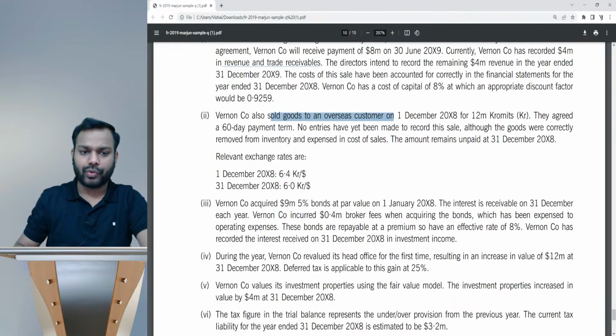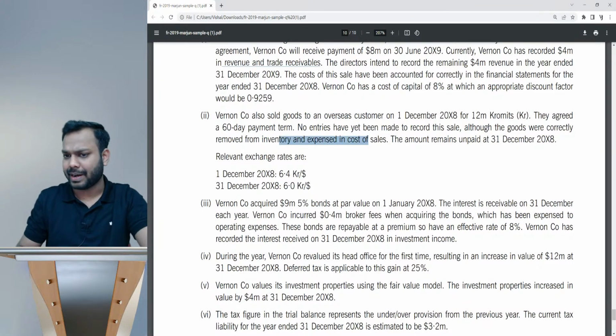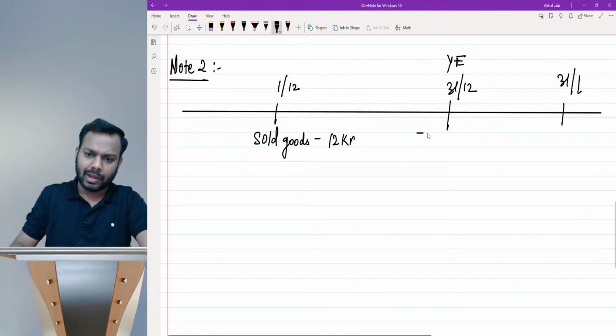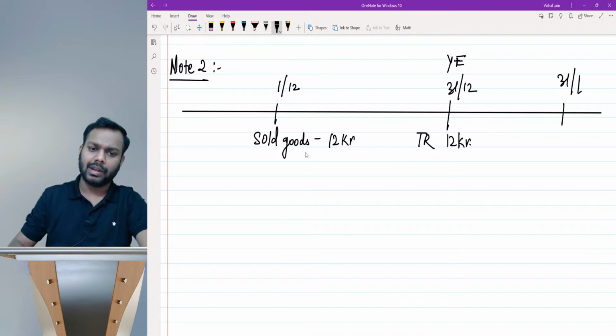Although the goods were correctly removed from inventory and cost of sales, meaning inventory and cost of sales are correct, the amount remains unpaid on 31st December 2008. So here we will show a trade receivable of 12 cromits.